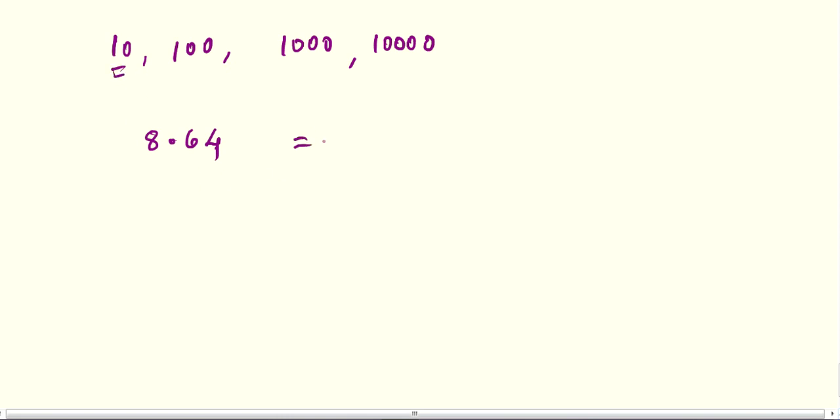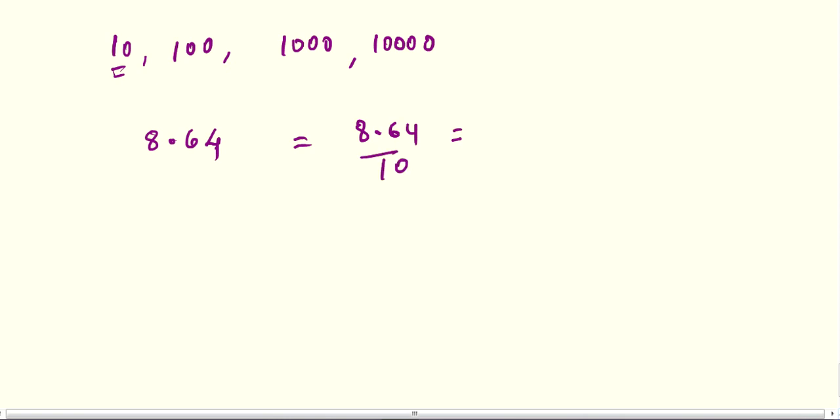Then question number 4 you can solve. And question number 5. Question number 5, you have to divide by 10, 100, 1000, 10,000. So the question is 8.64. So first I am dividing by 10. So 8.64 divided by 10.